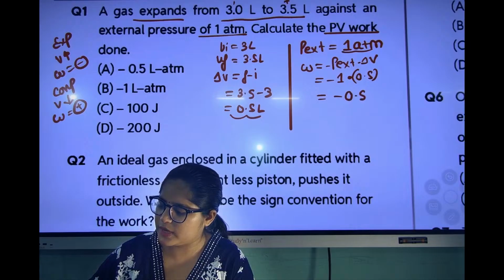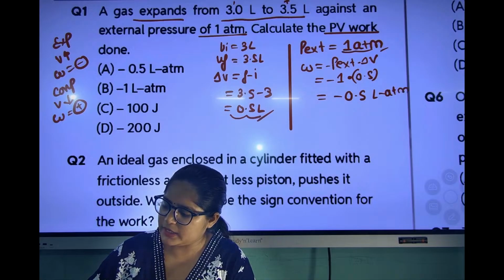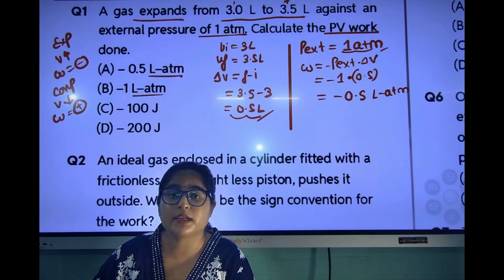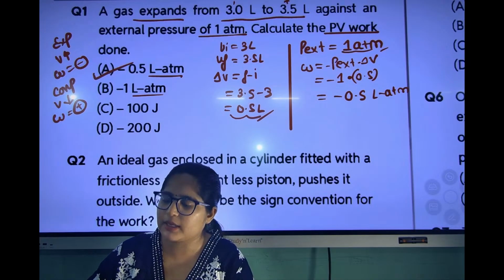So what is the answer? Minus 0.5. What will be the unit? Volume is in liter, pressure is in atm. So liter atm. And in the options also, all the options are in liter atm. If it were in joule, then we would need to convert liter atm into joule. So which option will be the right option? Option number A. Simple or not?